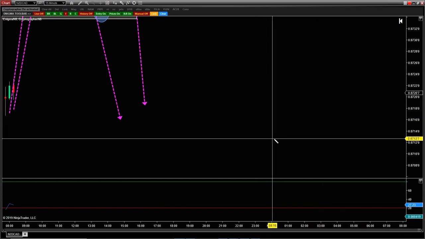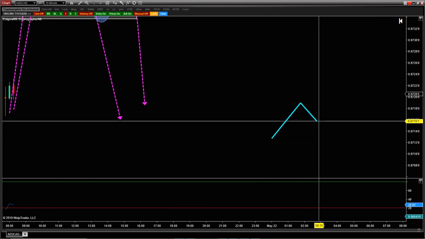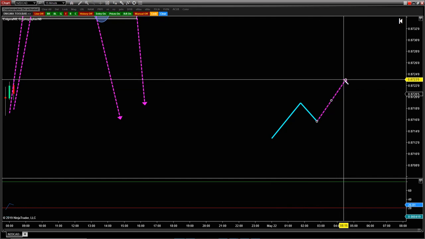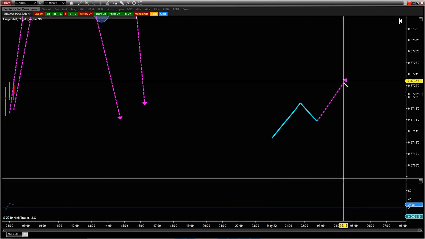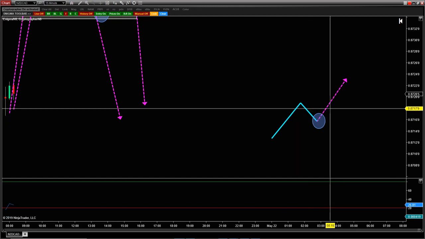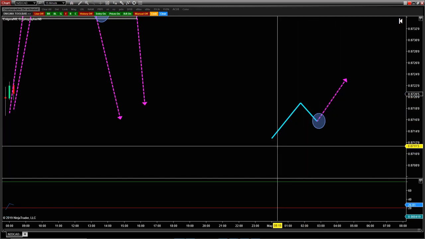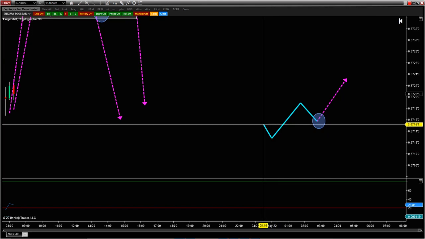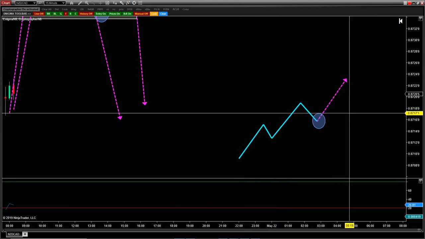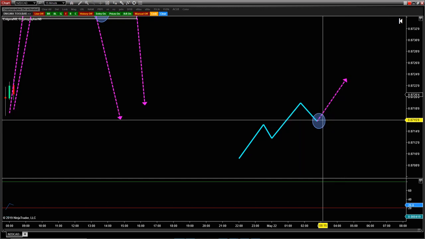A little weird, but if I were to take a move like this, would this be a trend continuation move? If I were to buy right here, what would you guys say? You guys follow rules. Let's add one more, make it easier. Would this be a trend continuation move? Buying at the blue circle.